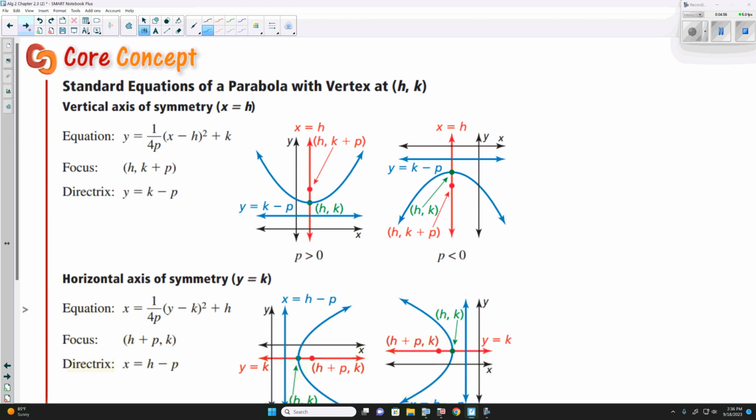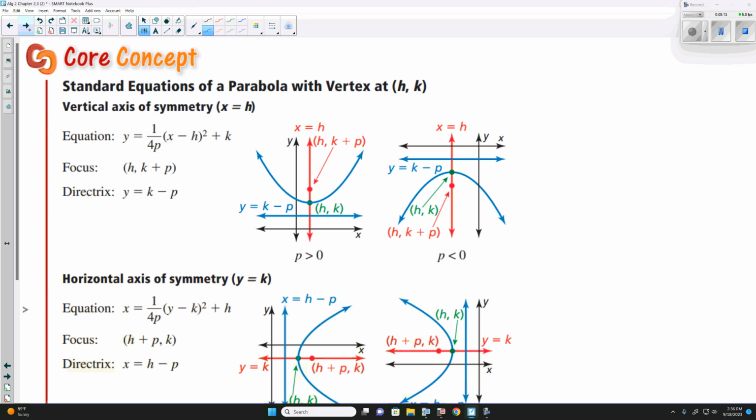And for this first equation here, none of this is new information, because this is what we've dealt with. This is what we've been using. Now, we've not always called it y equals. We normally called it f of x, g of x, but this isn't anything too new. The only new part is that instead of a, we have 1 over 4p.